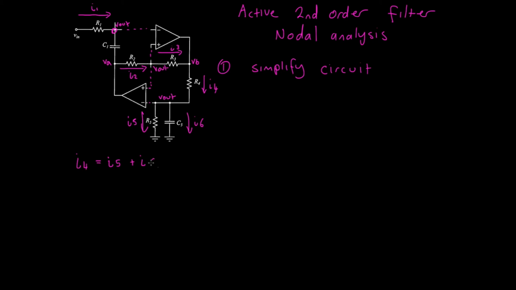And now we can start identifying some of those terms. So I4 is going to be the voltage across it, which is VB minus V out, over R4. And that's just the same as Ohm's law. Like normal Ohm's law, I equals V on R.